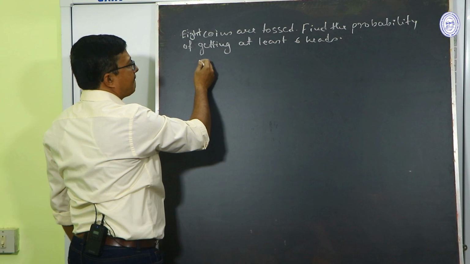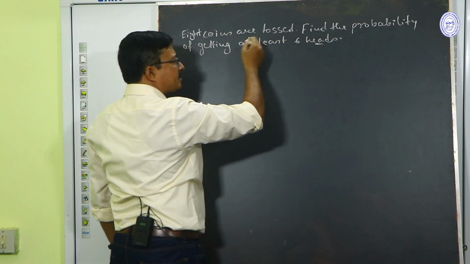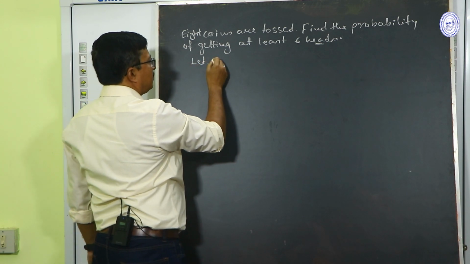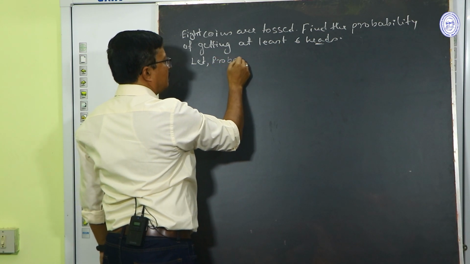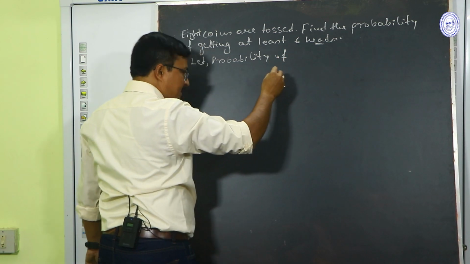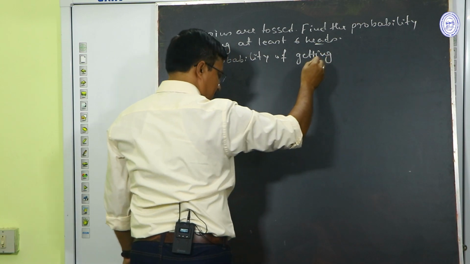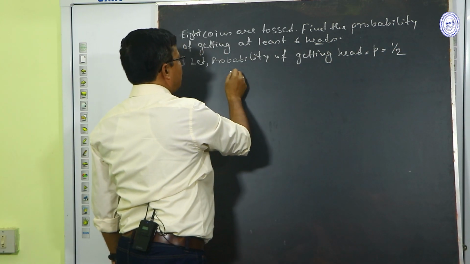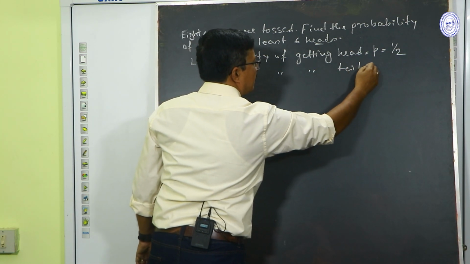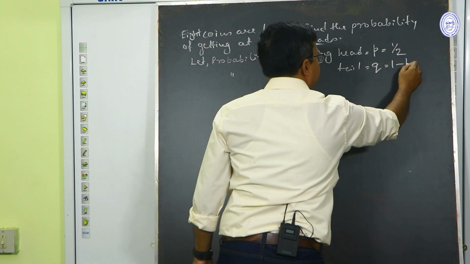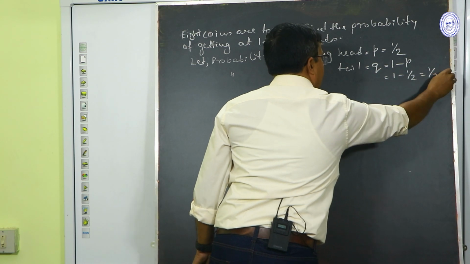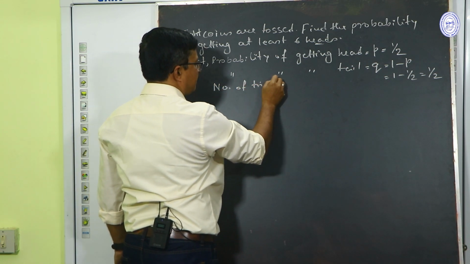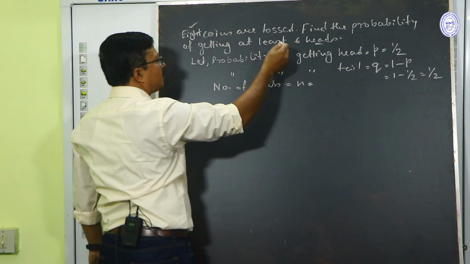8 coins are tossed, so here also it is given that you should calculate at least 6 heads. So at first we are writing here, let probability of getting head equal to P equal to half. Probability of getting tail equal to Q equal to 1 minus P equal to 1 minus half, that is half. Number of trials equal to n equal to total coins tossed, which is 8.